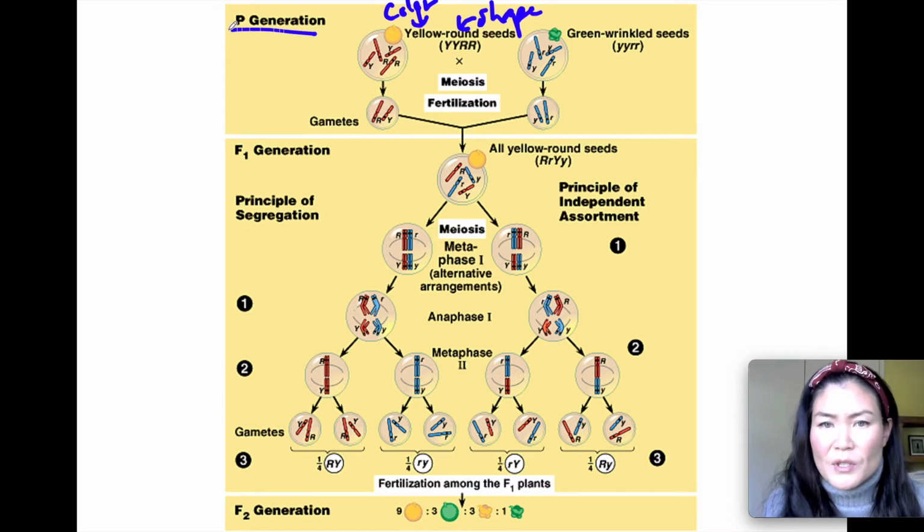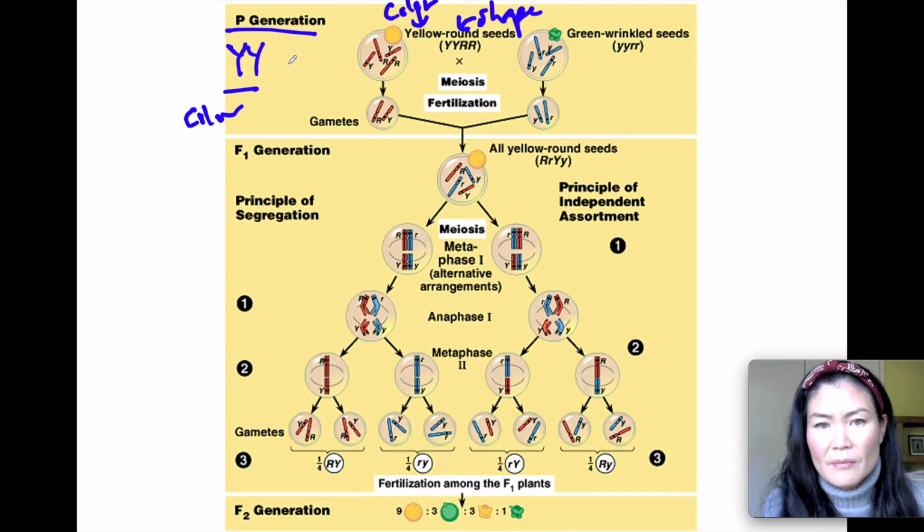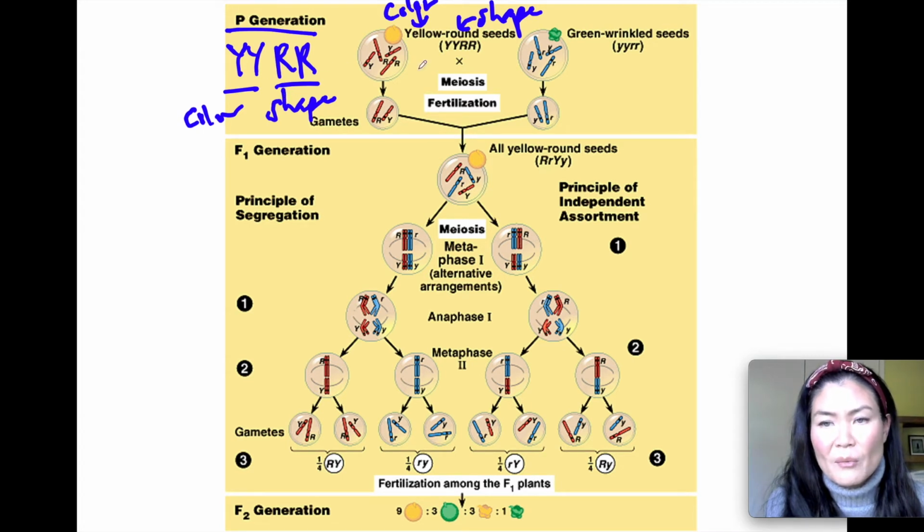With the P generation, he started off with purebred yellow, that's the color, so I'll write color here. He was also looking at purebred round, which is the shape. Do you see how this is a dihybrid cross? Because we're dealing with two traits at the same time, seed color and seed shape. The other P plant that he cross-pollinated with was purebred green, which is recessive, and purebred wrinkled, which is also recessive. So this is color, this is shape.